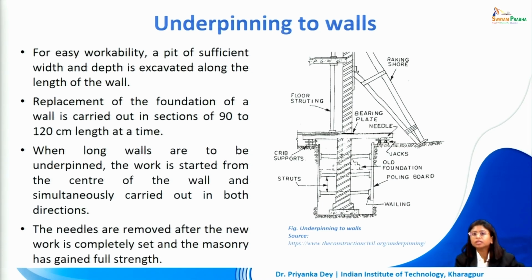For easy workability, a pit of sufficient width and depth is excavated along the length of the wall. Replacement of the foundation of a wall is carried out in small sections of 90 to 120 centimeters at a time. Now when the long walls are to be underpinned, the work is started from the center of the wall and simultaneously carried out in both directions, just like we were already doing in the pit method. The needles are removed after the new work is completely set and the masonry has gained full strength.